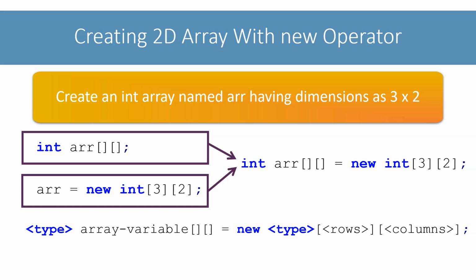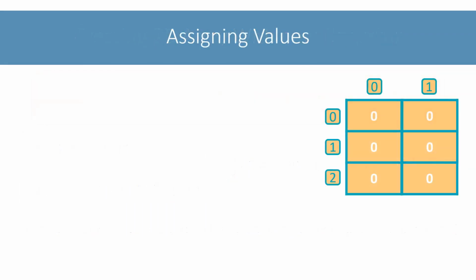Now that our double-dimensional array is created, the next step is to assign its elements some values. Again, this is similar to assigning values to the elements of a single-dimensional array. In the single-dimensional array case, we used to mention a single subscript, but now, as we have two dimensions, we must mention two subscripts. This statement, ARR of 0, 0 equal to 1, will assign the value of 1 to the element of ARR at index 0, 0. This statement, ARR of 0, 1 equal to 3, will assign the value of 3 to the element of ARR at index 0, 1.